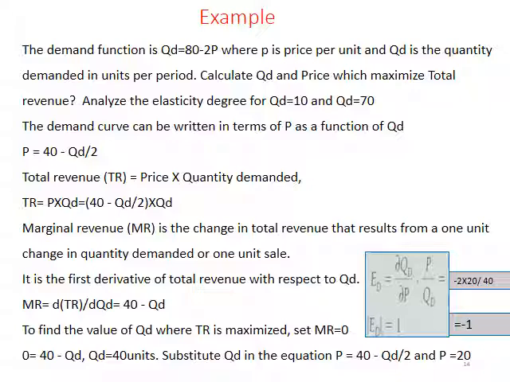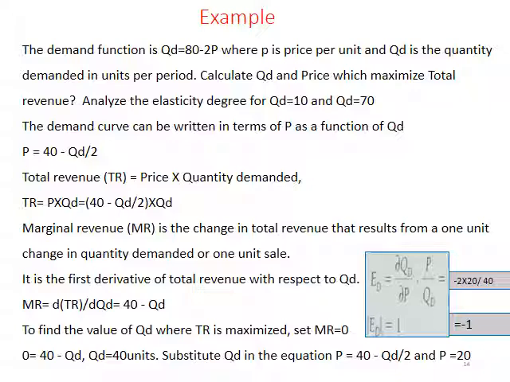So we replace the price with this and multiply by quantity demanded, and we can get a quadratic equation for the total revenue. The quadratic equation for the total revenue. And marginal revenue is calculated as the first derivative of total revenue.